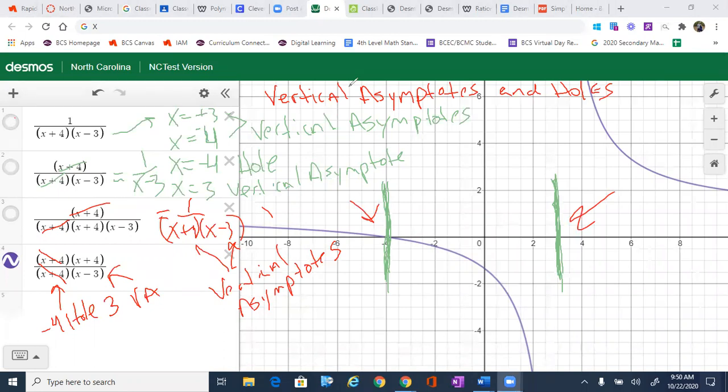So one of the ways we can determine if we have a hole is that if the factor is canceling out, that will give us an undefined hole in the graph. And if it's a vertical asymptote, that factor will remain in the denominator.